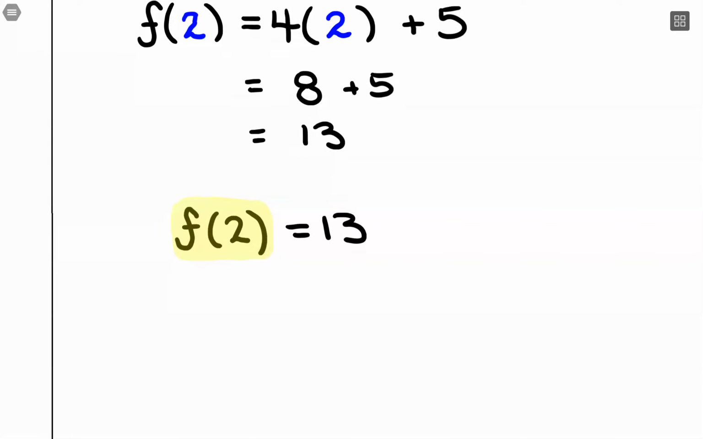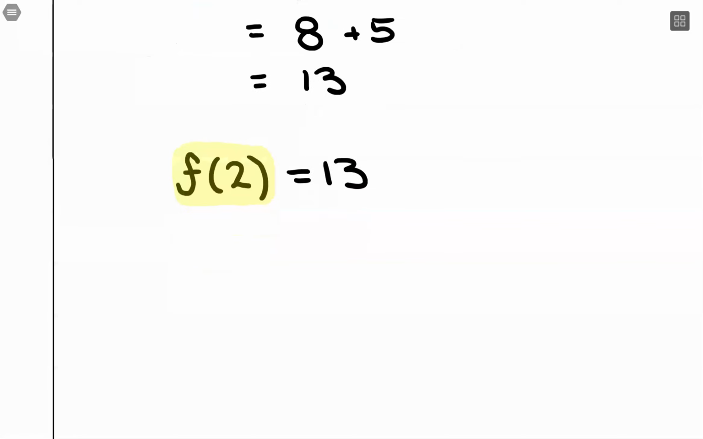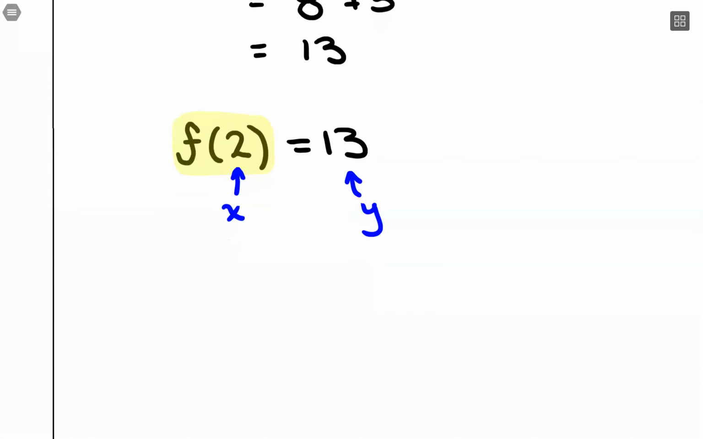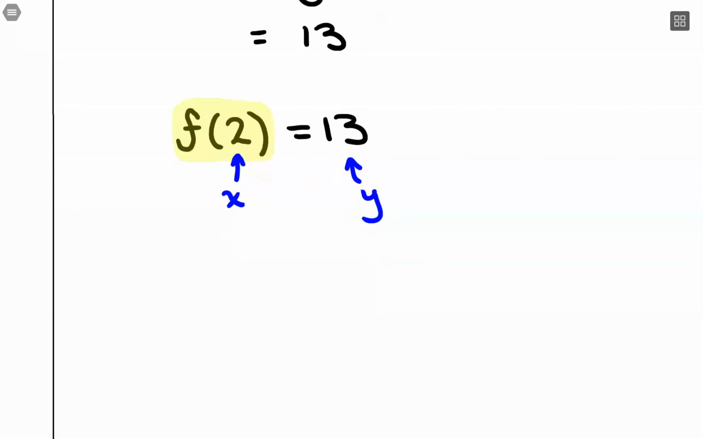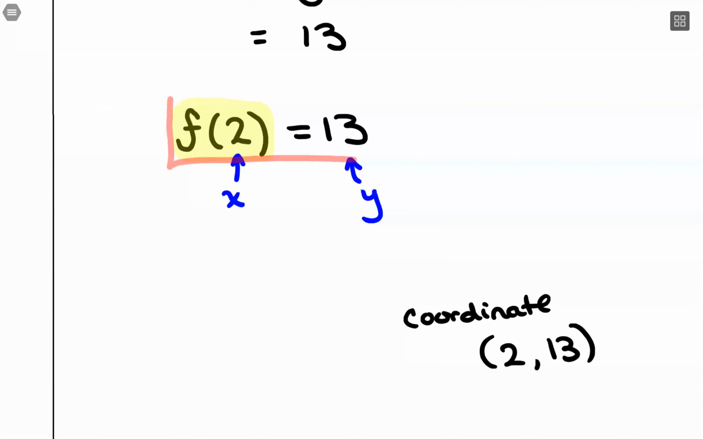So f of 2 equals 13. What this is telling me is 2 is my x value and 13 is my y value. So I can see my function input and function output. And if I wanted to start graphing this function f, this gives me the coordinate where x is 2 and y is positive 13. So with this function notation, where you can clearly see input and output, you can translate it to a point.